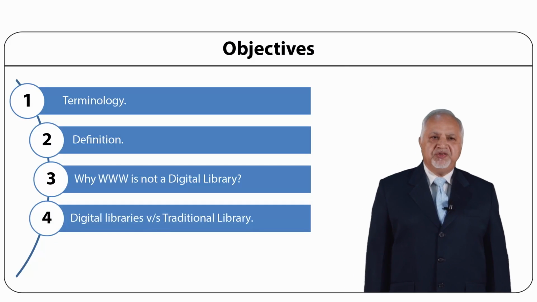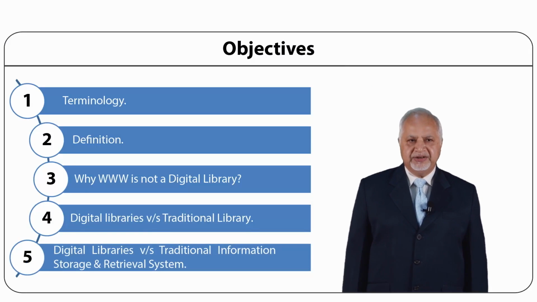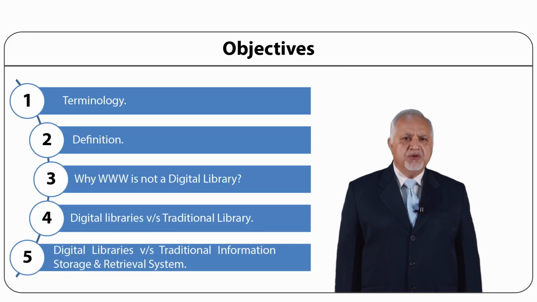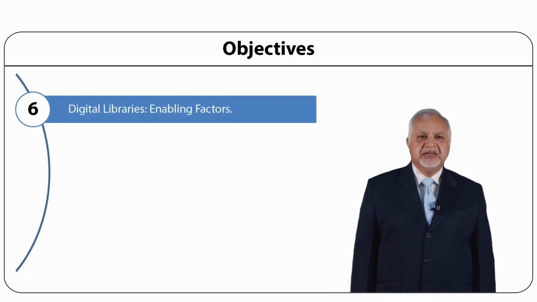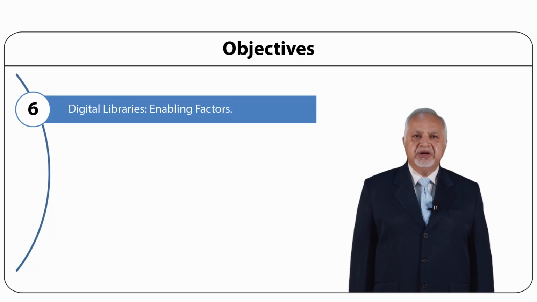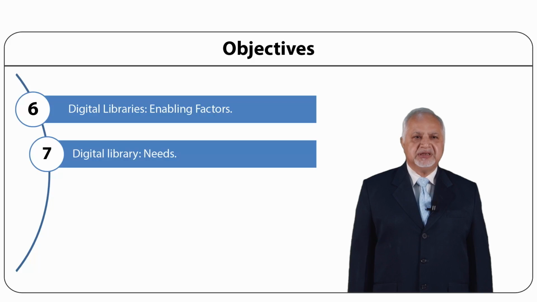We'll be talking about distinguishing features of digital libraries and traditional information storage and retrieval systems that have been in vogue for the past 30 years. Technological factors that are considered enablers of digital libraries. Need and purpose of digital library.